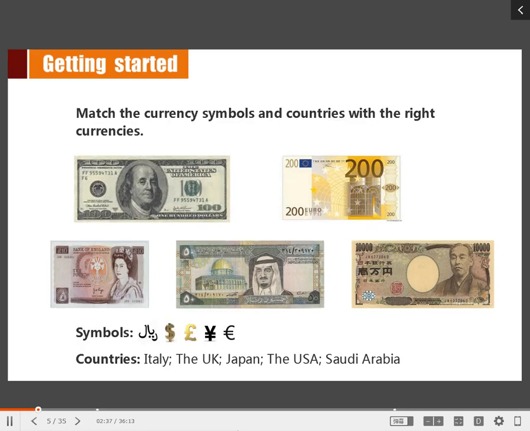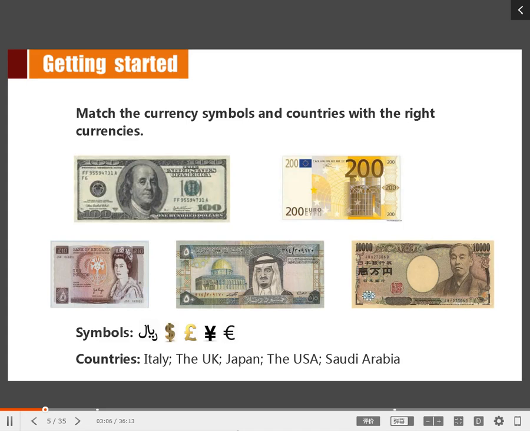So here, I've listed some currency symbols and also some countries. Now, let's first take a look at the currency symbols. The first one is called Rial. The second one, well, this is a very simple one. It's called dollars, right? The third one, good, pounds. And the fourth one, Japanese yen. Great. And the last one, great, is euros.